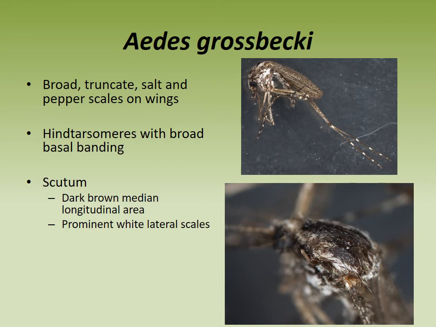The scutum, or top of the thorax, will be dark brown median longitudinal area. So similar to the triseriatus, it has this dark brown top portion of the scutum. Prominent white lateral scales on the sides. And no banding on the proboscis.